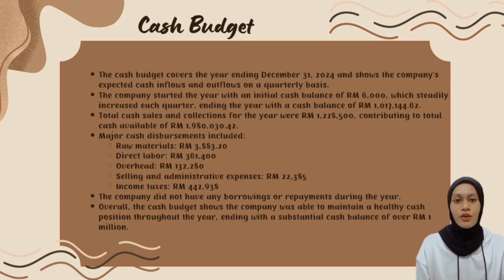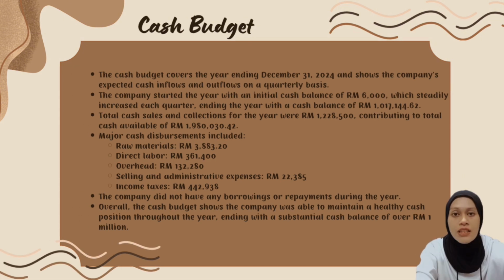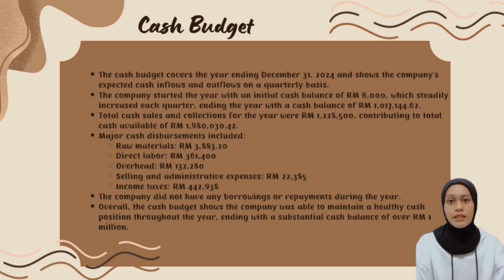For the next part, I'm going to talk about the cash budget. The company started the year with an initial cash balance of 6,000, which steadily increased each quarter, ending the year with a cash balance of 1,117,144 ringgit 62 cents. Total cash sales and collections for the year were 1,228,500, contributing to total cash available of 1,980,030 ringgit and 42 cents.